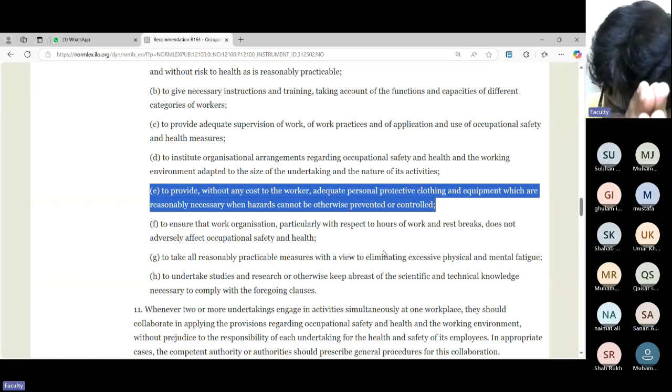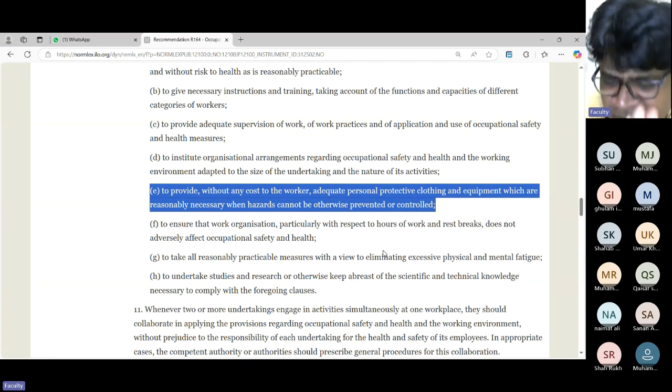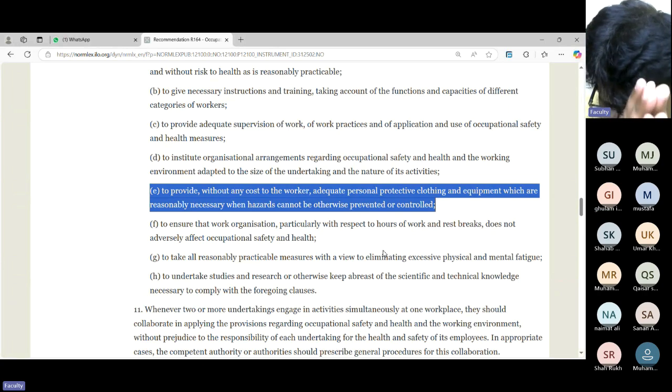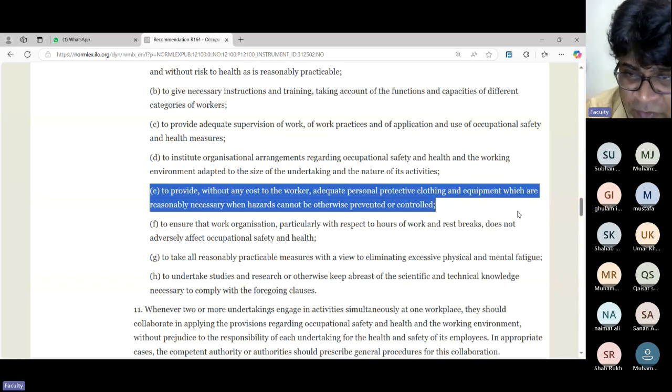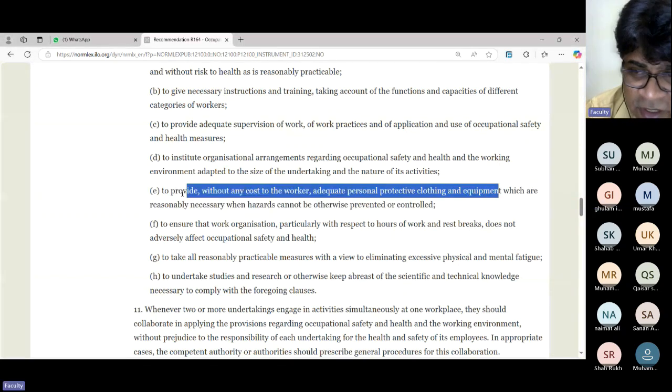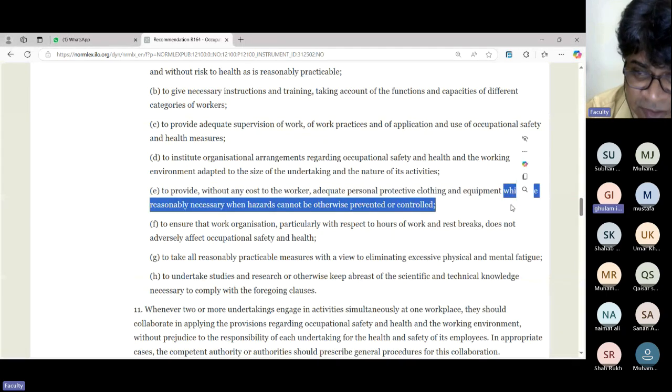Those should be provided by the company itself. They should not charge any money from the workers while providing these things. Workers should absolutely get them free of cost for the work they are doing 24/7, and whenever they demand to be given, that's all. It should not be taken as a cost from the workers. So that is the point. Which are reasonably necessary. So very important. We only discussed till this part. The other part is that which are reasonably necessary.